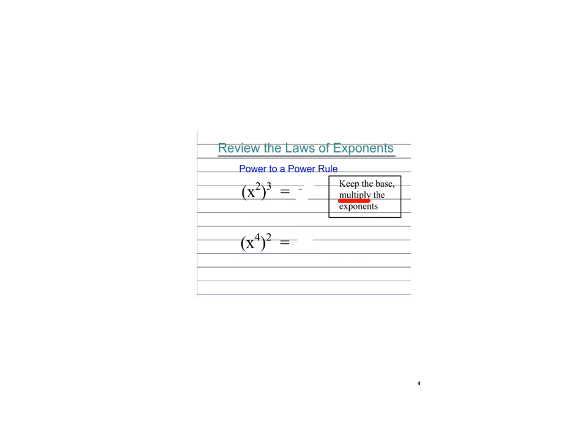Another rule is the power to a power rule. That means if we have a term with an exponent raised to another power, like x squared to the third, you keep the base. So we're going to have an x, and now we multiply the exponents. I'm going to do 2 times 3, which is 6. When I have x to the fourth squared, I'm going to do x to the 4 times 2, which is 8. That's the power to a power rule.